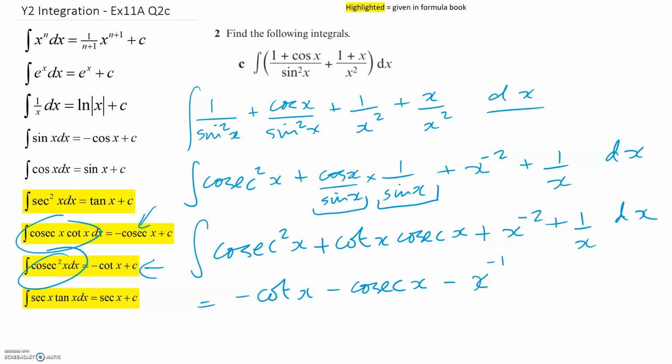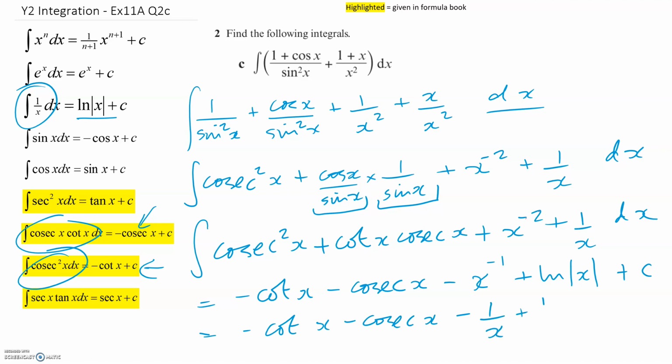And then integrating 1 over x, we're going to use this. So we're going to get ln x. And don't forget to put a plus c down at the end. I don't think you're going to be able to simplify that much. I think I would be tempted to just write x to the minus 1 as 1 over x, but I don't think you would lose any marks if you left it as x to the minus 1. So I think that's the right answer for 2c.